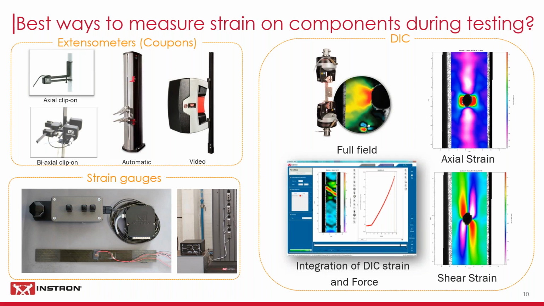Okay, then the best ways to measure strain on components during testing. Well, this slide just highlights most of the common strain measurement techniques, going from extensometer types, of which there are obviously a wide variety, but extensometer types are not generally going to be suitable for component testing. In most cases they're very suitable for coupon testing, not really useful for component testing. For component testing, we're really looking at strain gauges.